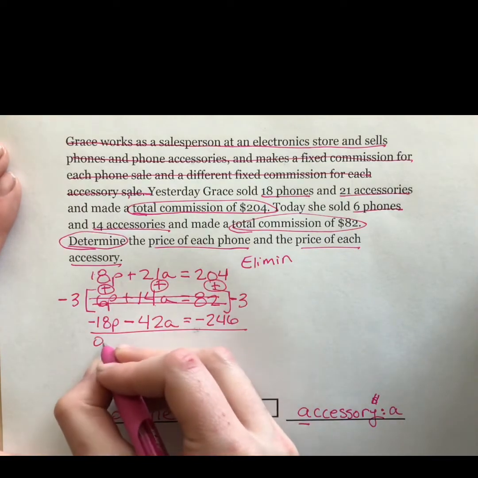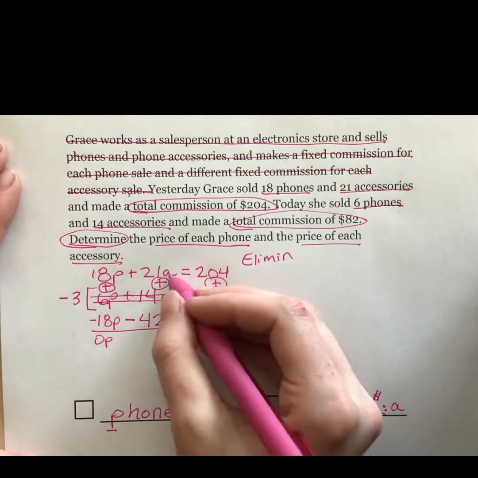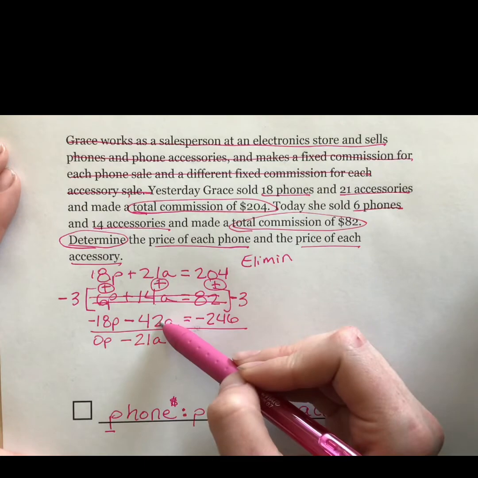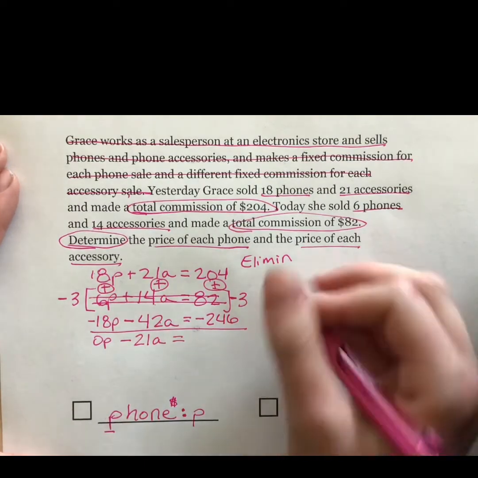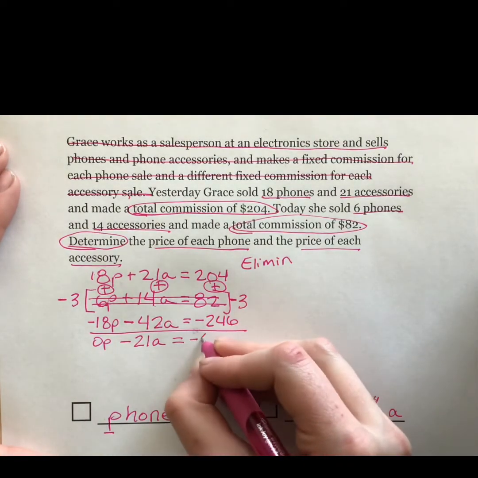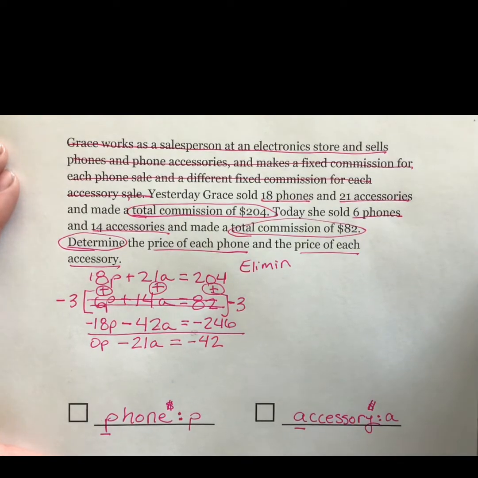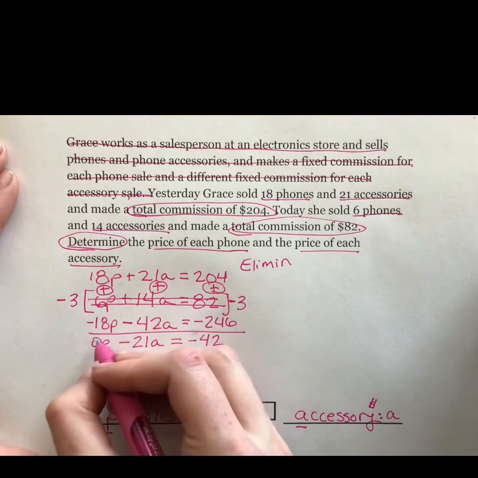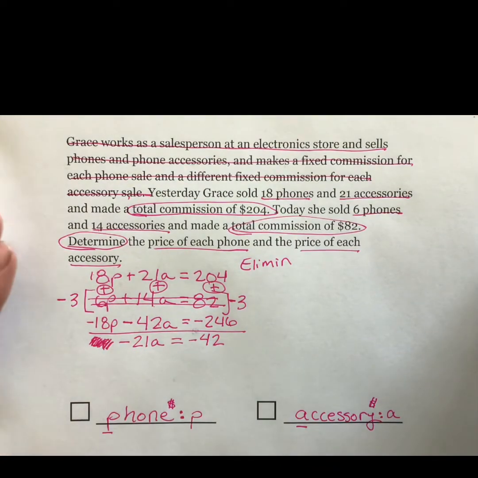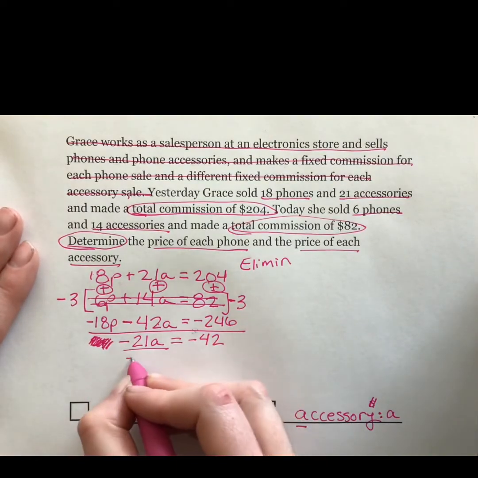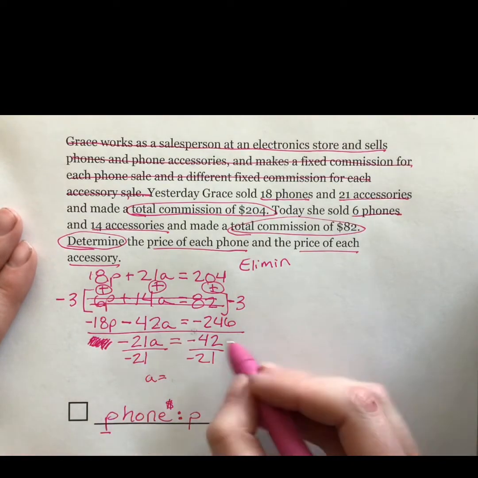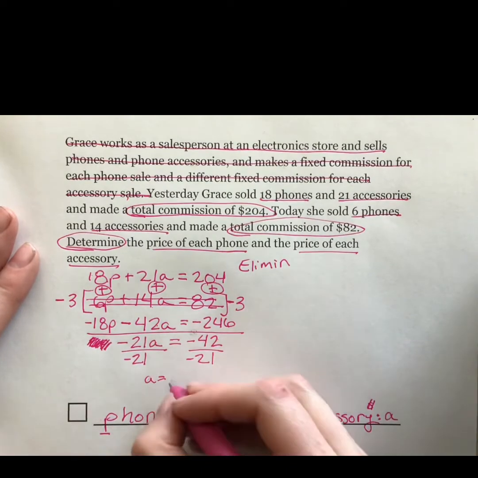Well, we did this specifically so that my phones would cancel out. My accessories become a negative 21 when I take 21 plus a negative 42. And then if I take 204 plus a negative 246, I will get a negative 42. Well, we specifically want this to be 0 so that it goes away. 0 does not change my equation at all, so it does not matter. And now I can divide by negative 21 to get a all by itself. So a equals negative 42 divided by negative 21 would give me a positive 2.